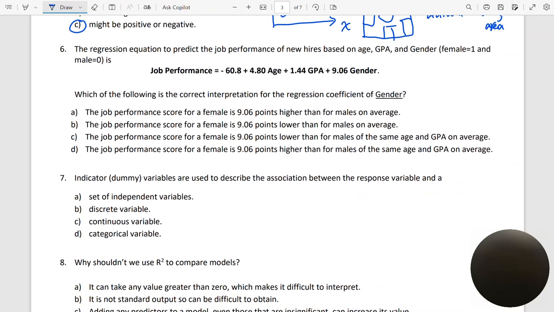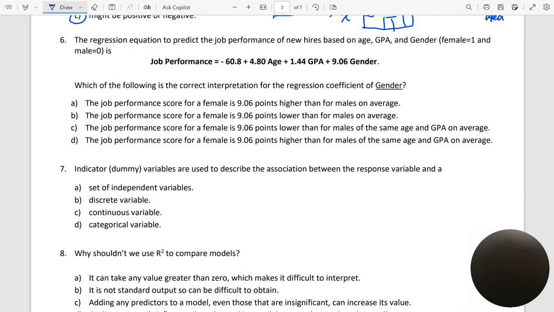All right, so then number 6. So now we have a regression equation to predict the job performance of the new hires based on the age, GPA, and gender. All right, so then we say the gender is a kind of categorical variable with female equals to 1 and male equals to 0.